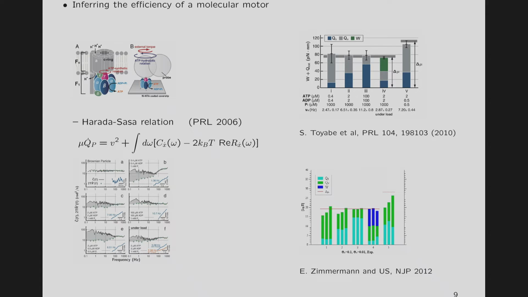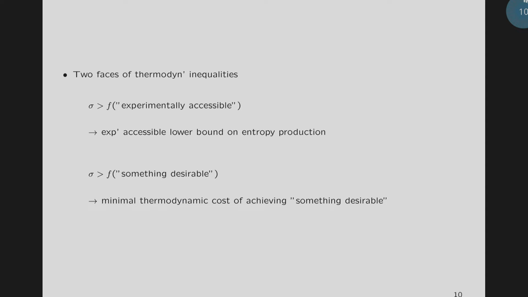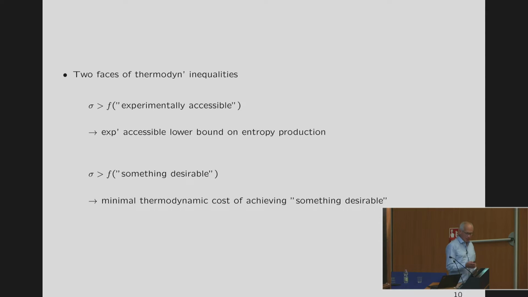And before I start with this, I have one slide for Christian. There are two aspects of the relations I will be showing to you. Even if you don't like entropy production, or if you don't think entropy production is worth measuring, you might want, for instance, to have a precise watch. So the kind of inequalities I will show you can be interpreted in two ways.